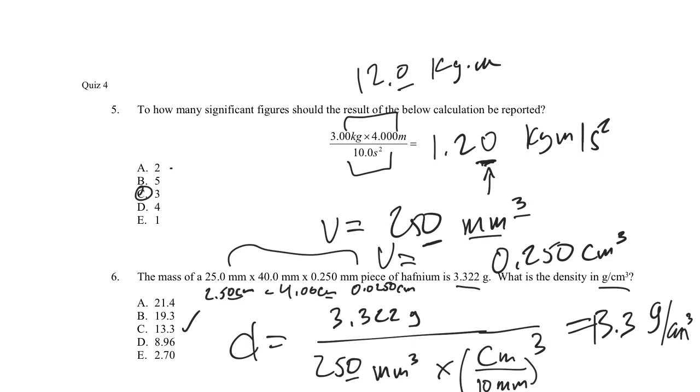So we could solve this problem a variety of ways. You could convert to centimeters right off the bat, and then plug directly in cubic centimeters. You could keep it in millimeters, and then convert. There's not one right or wrong way to solve this problem, but the key is that no matter how you solve it, you should come up with 13.3 grams per cubic centimeter.